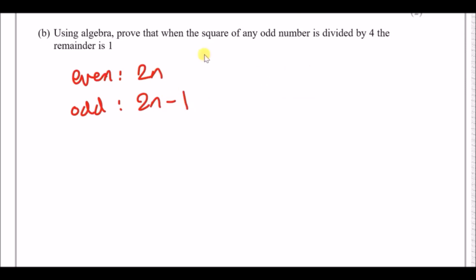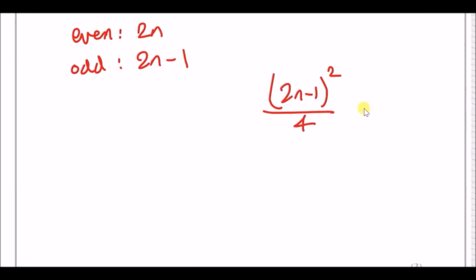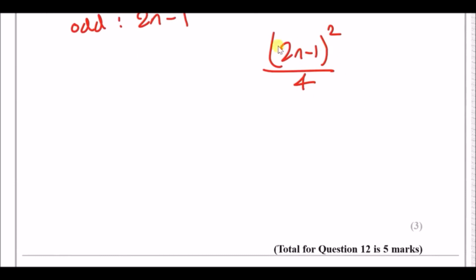Okay. Now to prove this, it says prove that when the square of an odd number is divided by 4, we get a remainder of 1. So we need to take an odd number, do the square of it, and then divide it by 4. So alright, let's try this out. All you want to do is literally expand this term. So 2n minus 1 is literally 2n minus 1 times 2n minus 1 over 4.